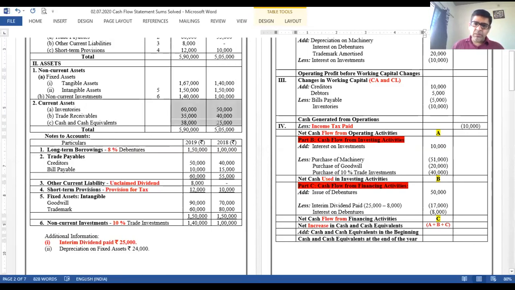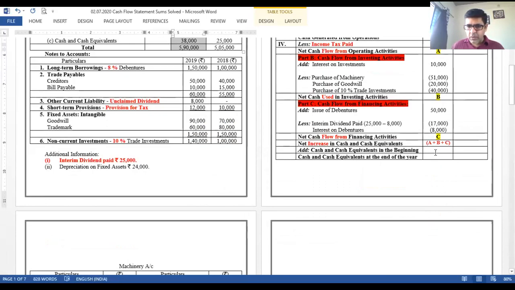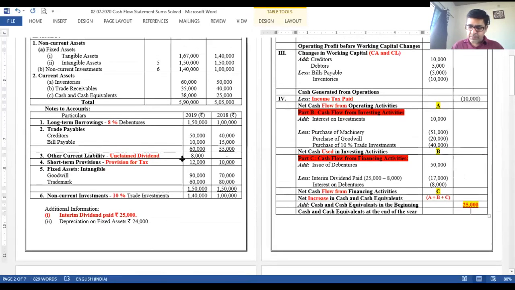Then after trade receivables, finally it is cash and cash equivalents. I'm sure you remember the cash and cash equivalent part has to be placed at the end, after the A plus B plus C part. Opening balance is 25,000, closing balance is 38,000. That means the total of this A plus B plus C has to come to 13,000. So let us check that later on.